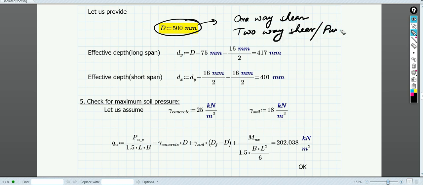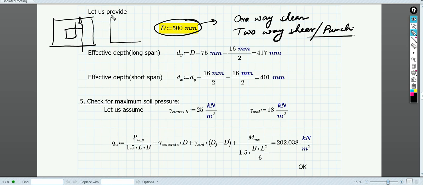So for one-way shear, the critical face was at a distance d, where d is the effective depth of the footing. And for punching shear, the critical face is at a distance d by 2 from the face of the column all around the column, right? So this distance is d by 2, where d is the effective depth of the footing. Okay, so far we have found out that for our footing, an overall depth of 500 is sufficient.